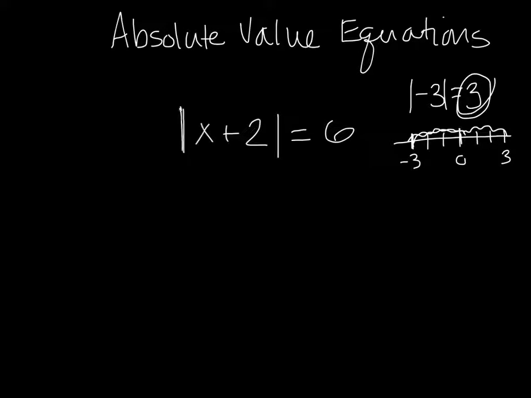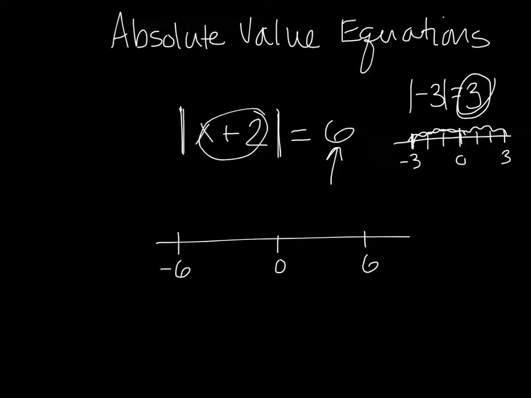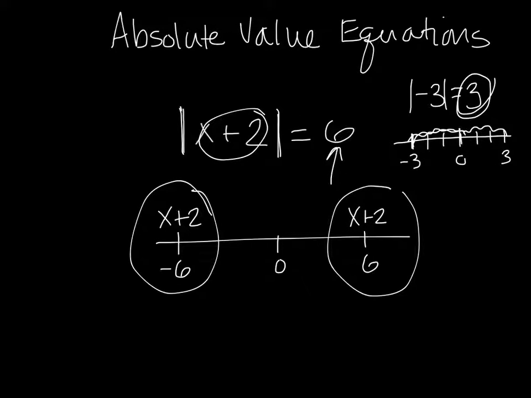So when I say that the absolute value of x plus 2 equals 6, what I'm saying is, if I have a number line and I'm at 0, I am 6 away. I'm 6 away from 0. So I could be at 6, or I could be at -6. And the thing that is 6 away is this x plus 2. x plus 2 is 6 away from 0. So x plus 2 could be at 6, or x plus 2 could be at -6.